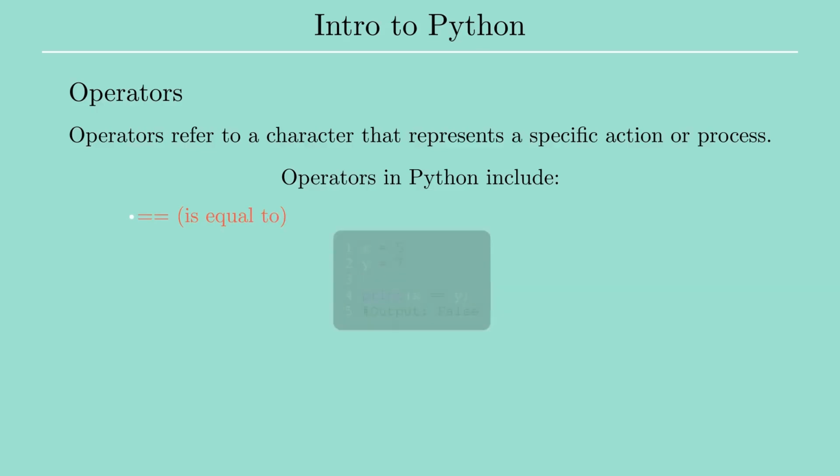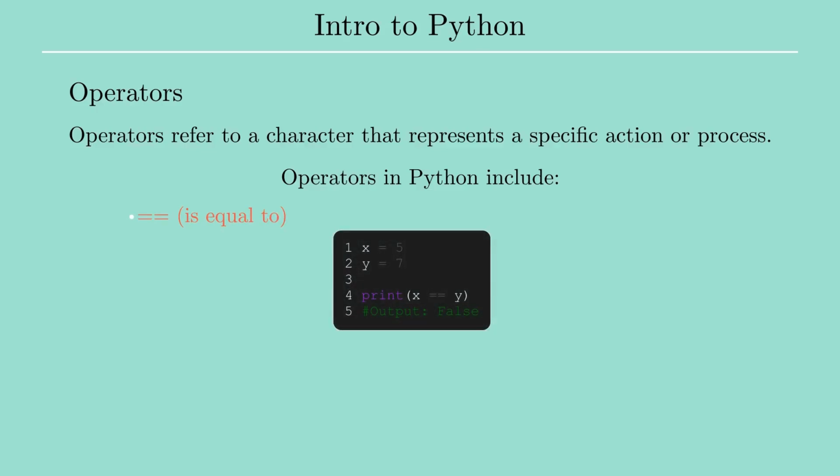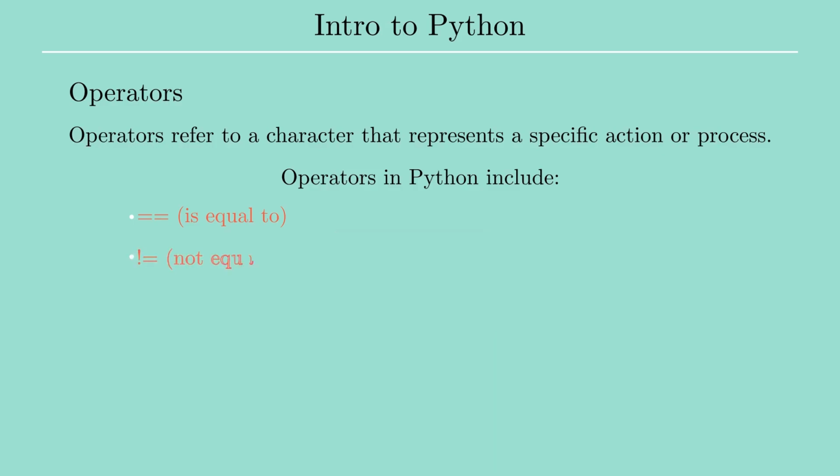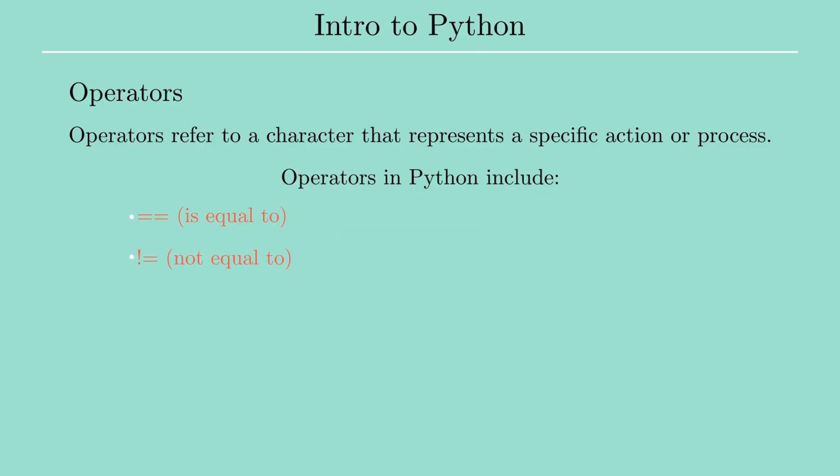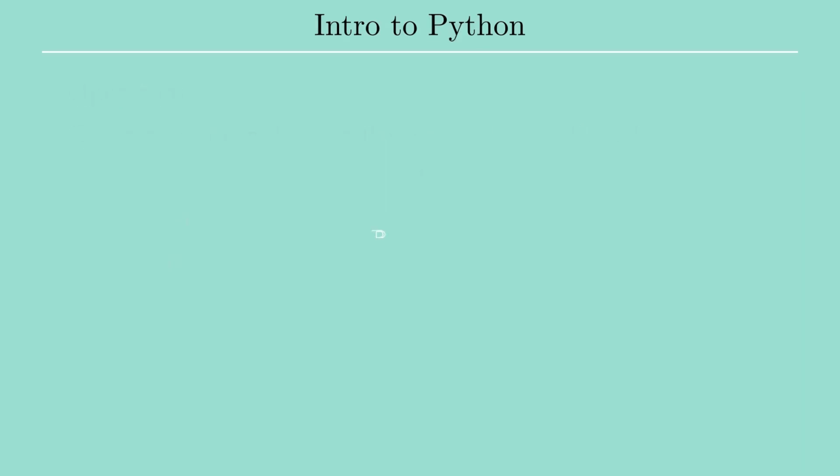Equal to. This outputs true if the two data values are equal and false otherwise. Remember that this operator uses two equals characters. Not equal to. This outputs true if the two data values are not equal to each other, and false if they are equal. These operators are run in BODMAS order, meaning brackets take precedence, then indices, division, multiplication, addition, and subtraction when calculating outputs.